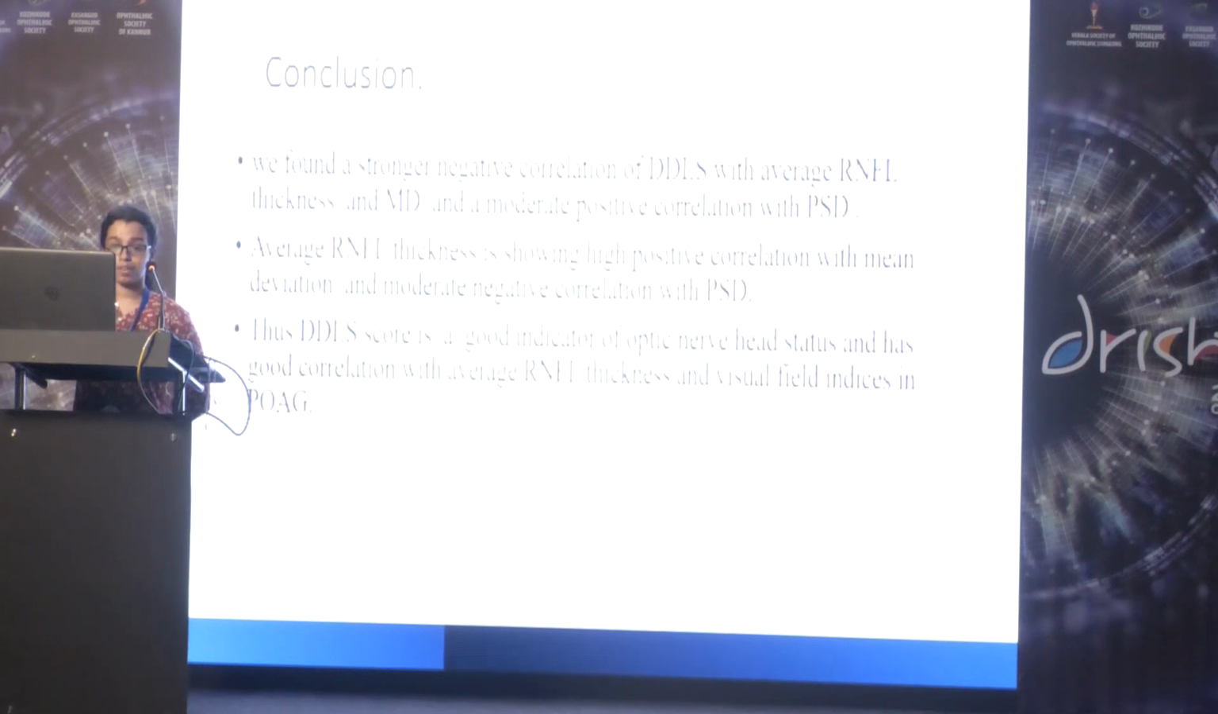Conclusion: we found a strong negative correlation of DDLS with average RNFL thickness and mean deviation and a moderate positive correlation with PSD. Average RNFL thickness is showing high positive correlation with mean deviation and a moderate negative correlation with PSD. Thus, DDLS score is a good indicator of optic nerve head status and has good correlation with average RNFL thickness and visual field index in POAG.